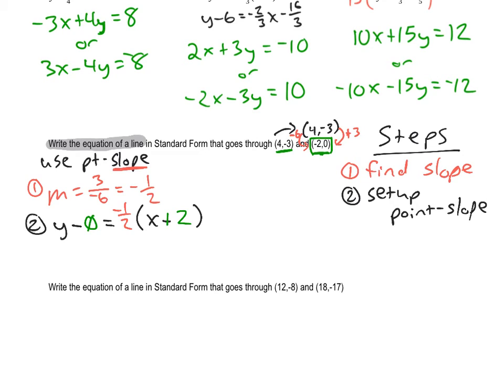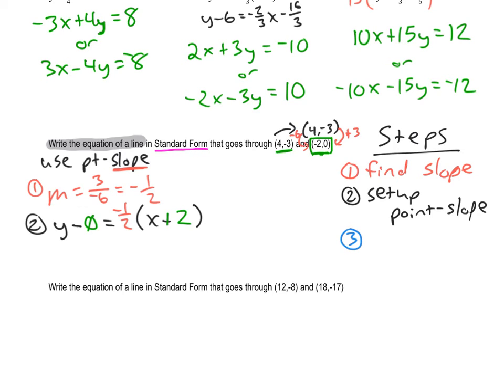Alright, that's the setup. Don't do anything just yet because we are at the same spot where we were 2 days ago when we found a slope and we set up point slope. Here, 2 days ago, we solved for y. Okay? Now, we don't want to solve for y. We want to get x and y together to get our standard form answer. Get x and y together.